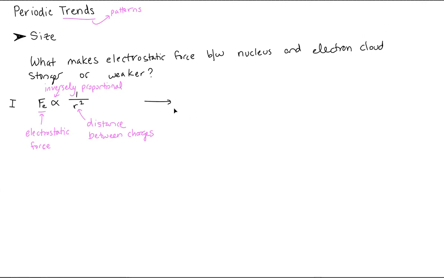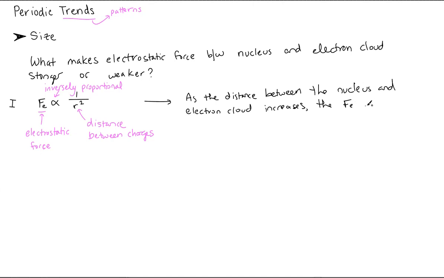What does that mean, that this is inversely proportional? All it means is as the distance between the nucleus and electron cloud increases, the electrostatic force decreases. So instead of them both increasing or both decreasing, if one increases, the other decreases. So again, let's look at it this way. Let's say as the distance increases, for example, let's say we have our nucleus over here and our electron cloud way over here. Actually, it's more like this. The attractive force decreases. Okay, so the electrostatic force decreases.